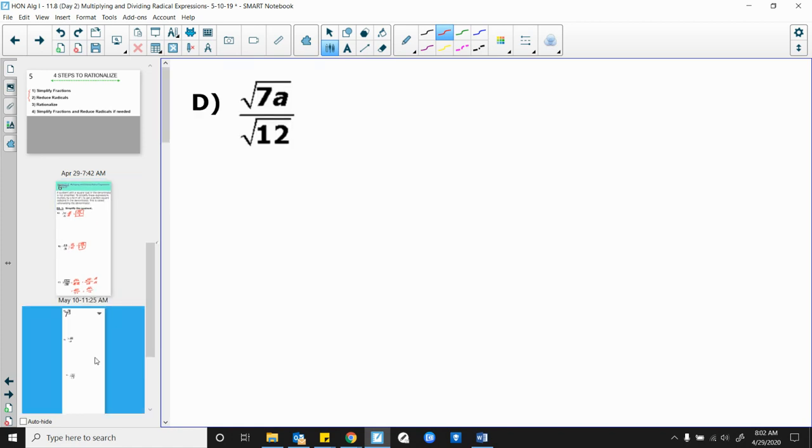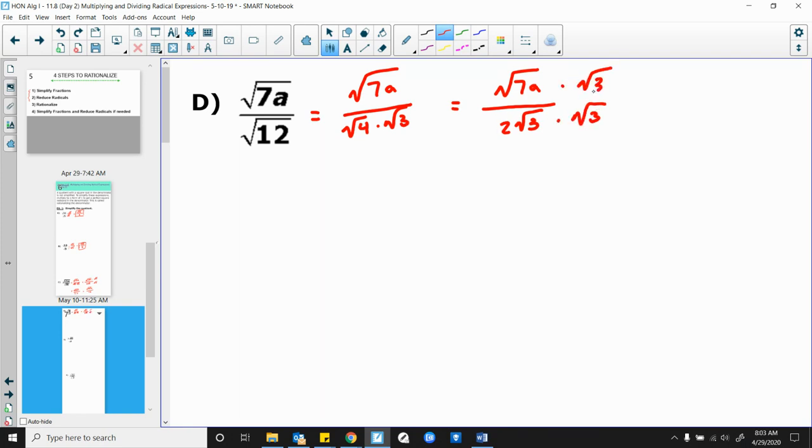Okay, radical 7a over radical 12. There is a perfect square that I can divide out of 12 here. I'm going to have 7a over, and then radical 12 here is going to be radical 4 times radical 3. So I'm going to have 7a over 2 radical 3. Once I've done that, now I can rationalize by multiplying by radical 3, multiplying by radical 3. When I multiply this here, this is going to give me radical 21a over, and here I'm going to have 2 times 3. My answer is then going to be radical 21a over 6.